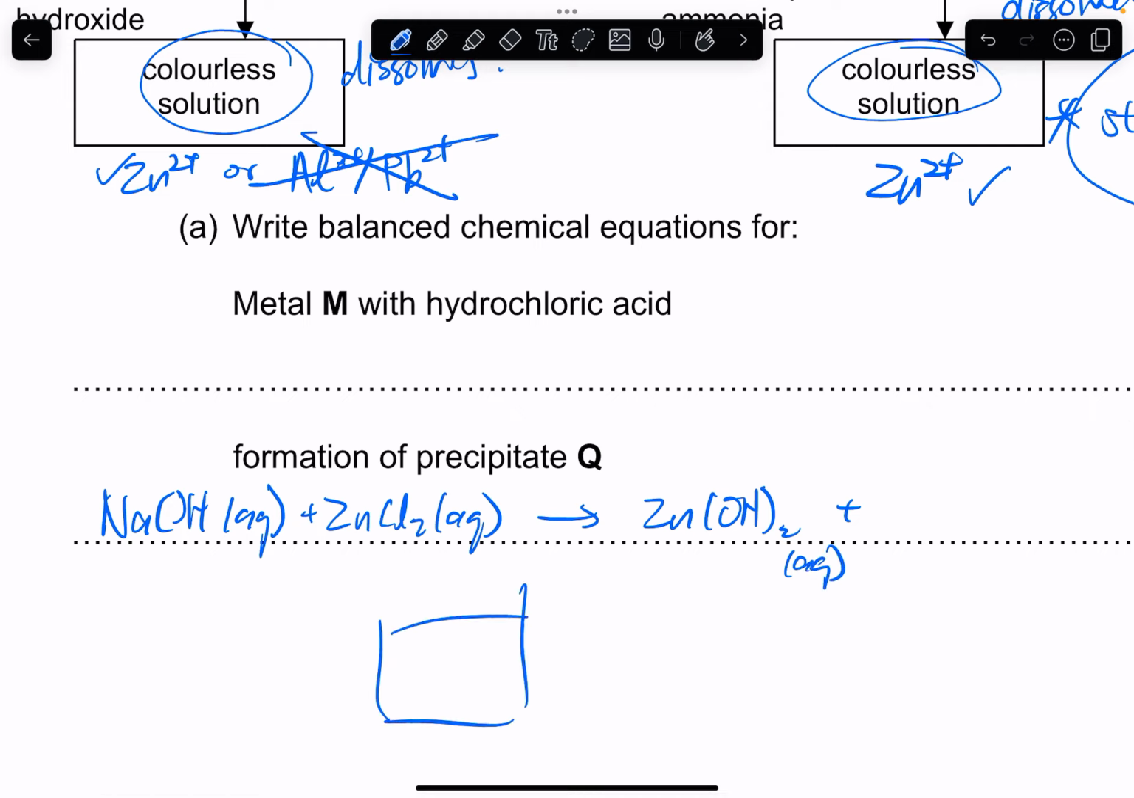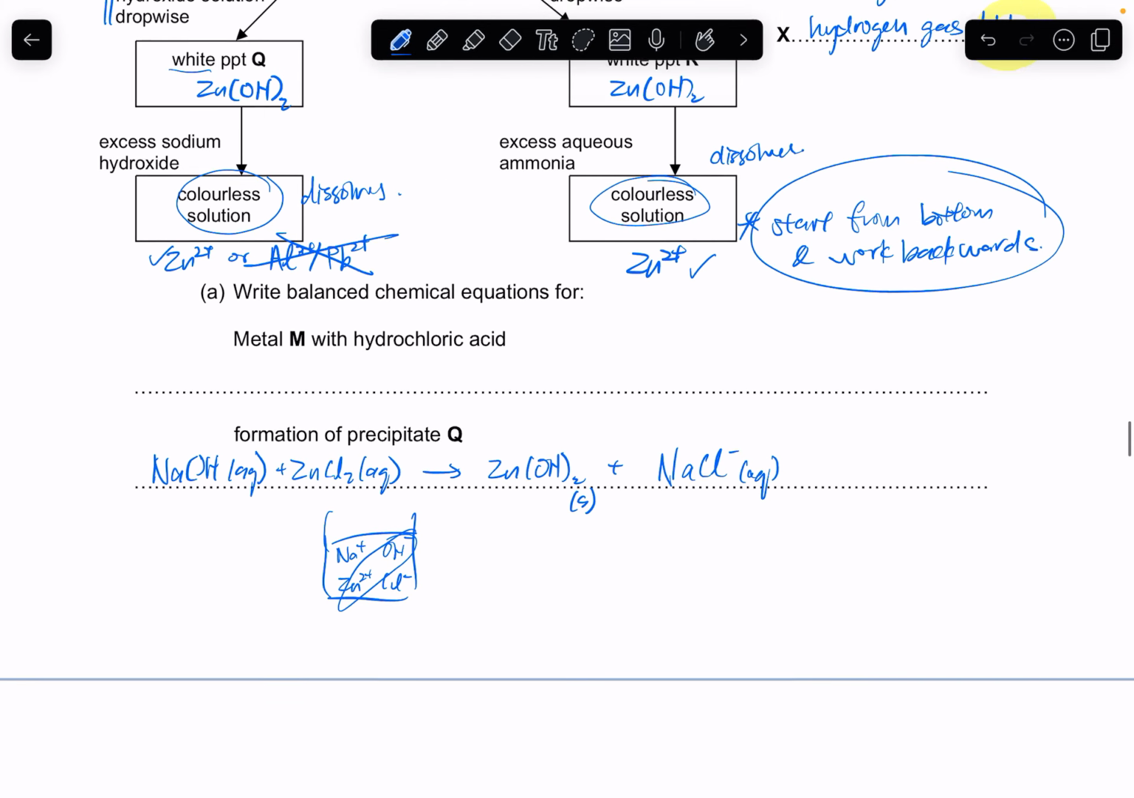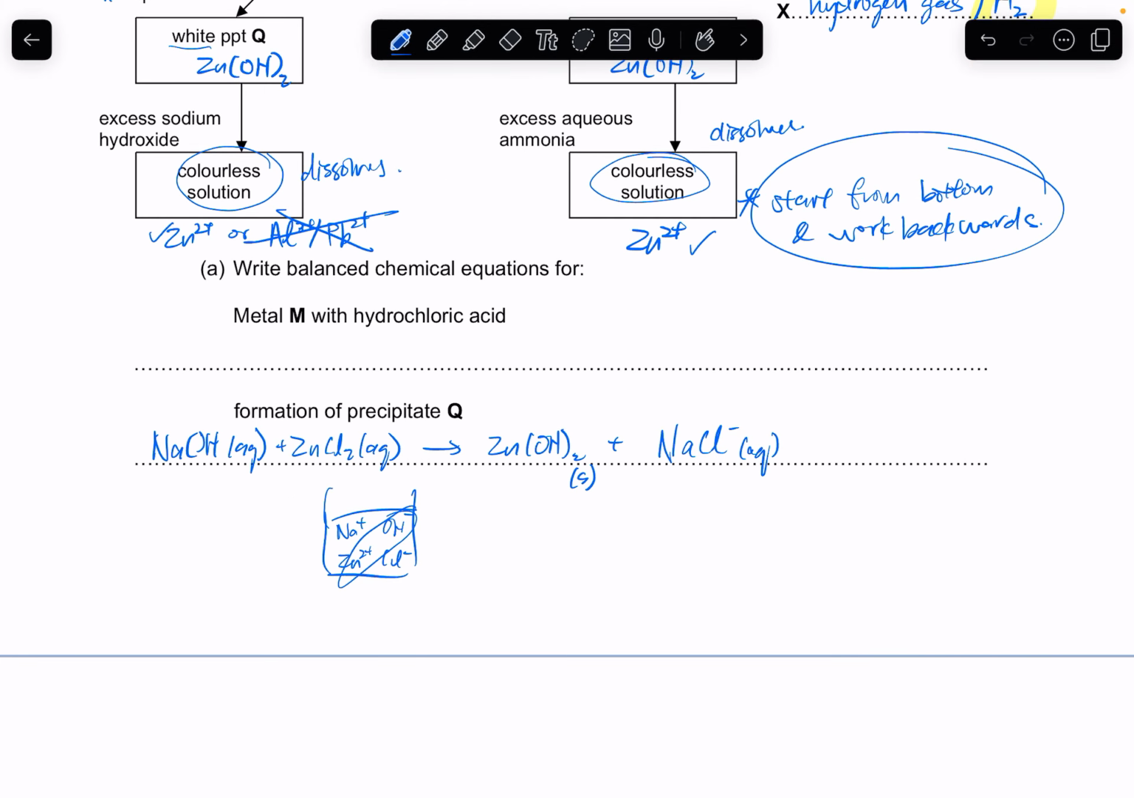So this is where the bigger thing comes in useful. Na+, OH-, Zn2+, Cl-. So NaCl is left if zinc hydroxide forms a precipitate. Yeah, it forms a precipitate, sorry. So this is a solid, and NaCl is left behind in aqueous solution. So that's how you can write the equation for formation of precipitate Q.